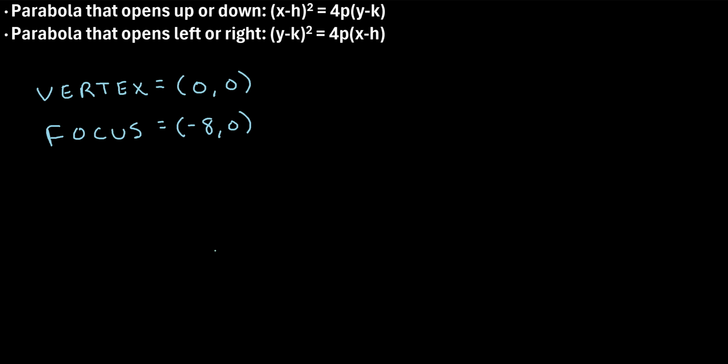Okay, let's try another one. Let's say we have some parabola with a vertex of (0, 0) and a focus of (negative 8, 0). So once again, it helps if we can visualize this situation. So we're told that the vertex is located at (0, 0), so the origin. And we're told that the focus is located at (negative 8, 0). So if we go over negative 8, 1, 2, 3, 4, 5, 6, 7, 8, and the y coordinate is 0, so the focus is just right here.